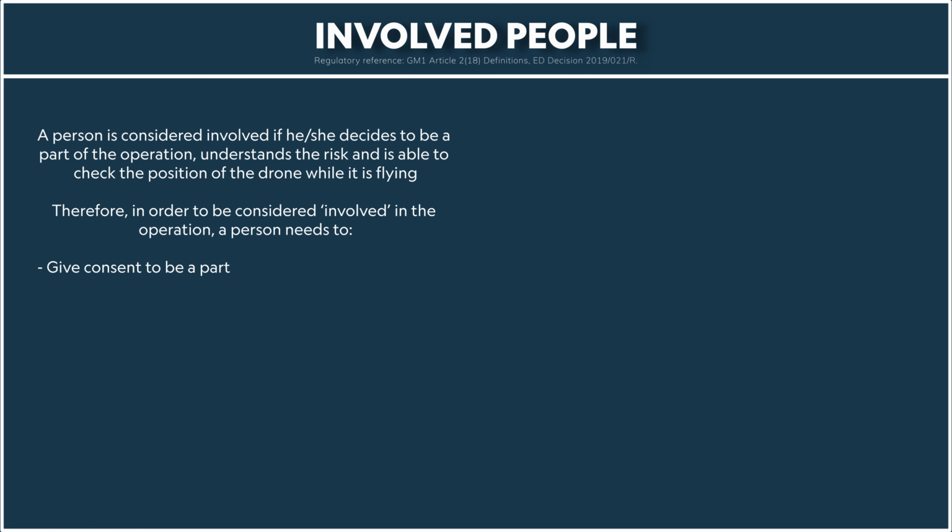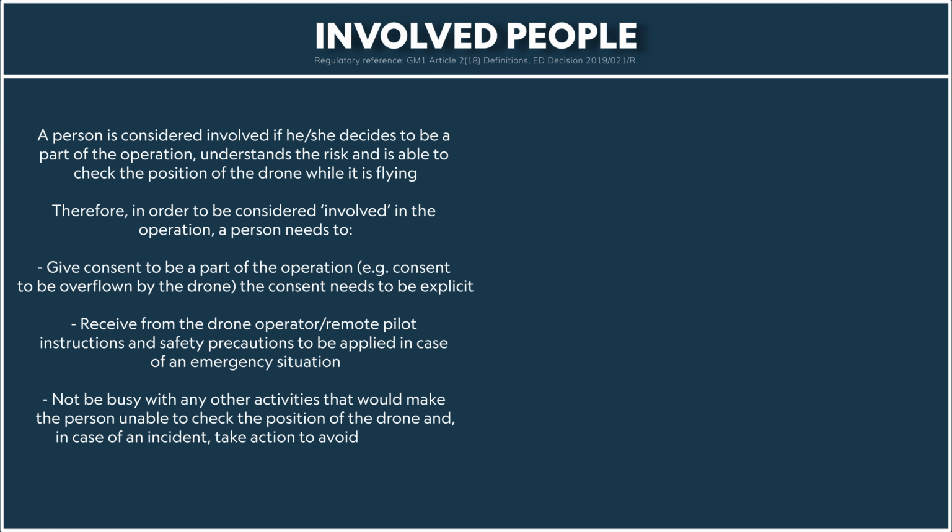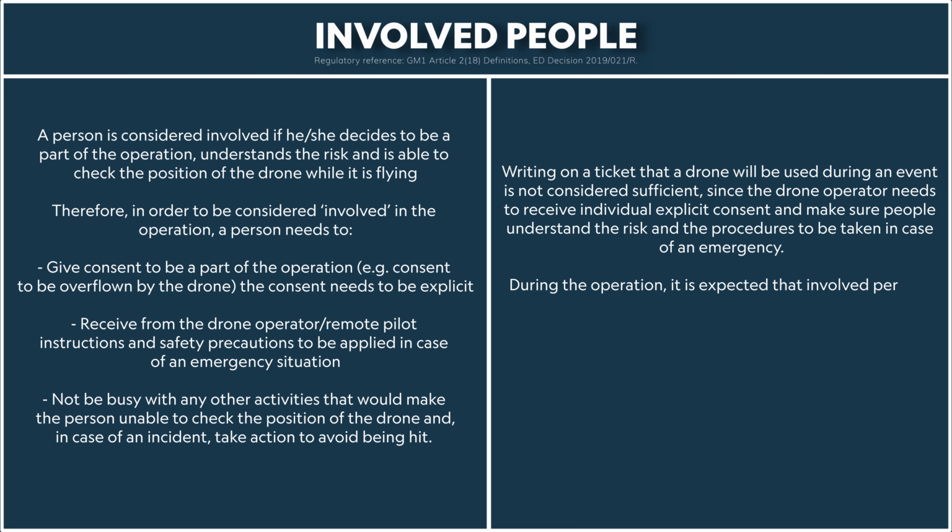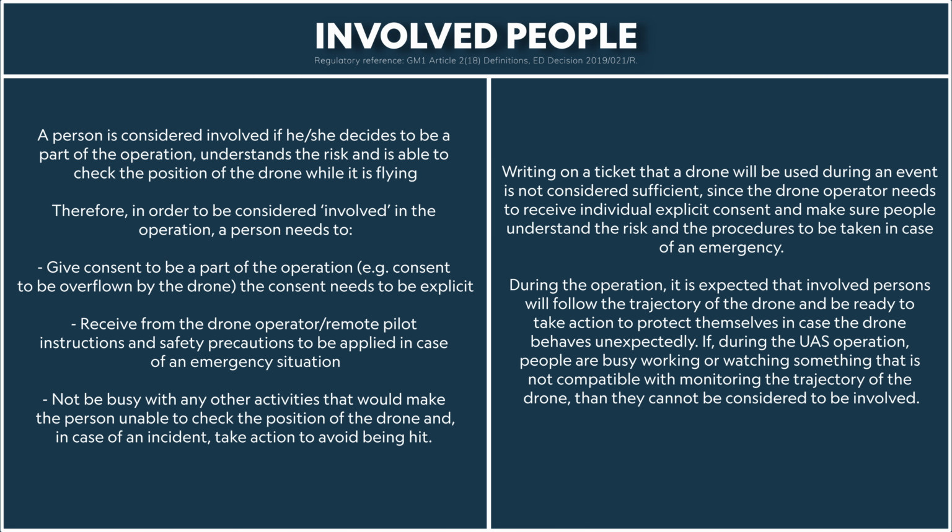Involved people are people who are directly involved in your flight. For example, the drone pilot, observer, operator, and the customer. An exact description from EASA you can see on the screen.